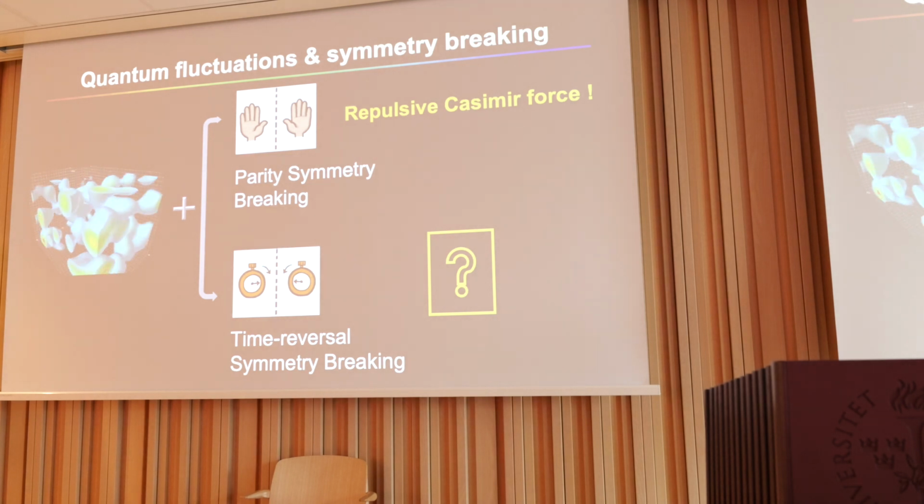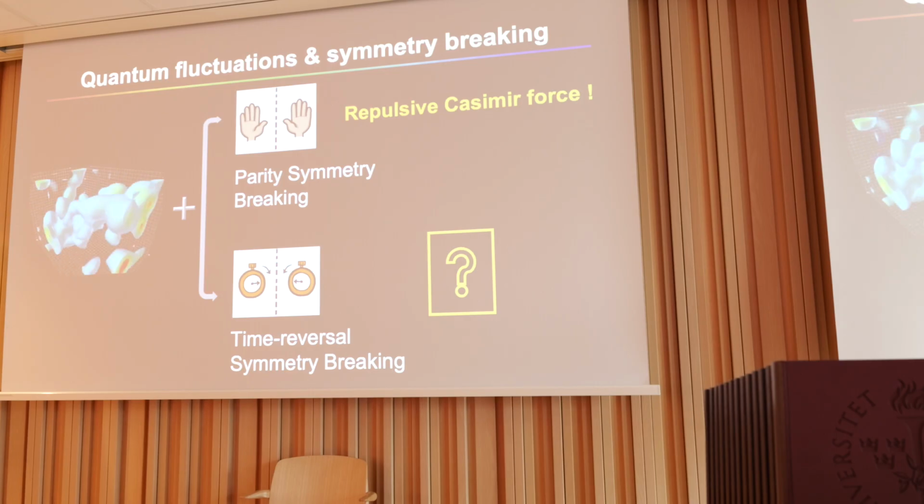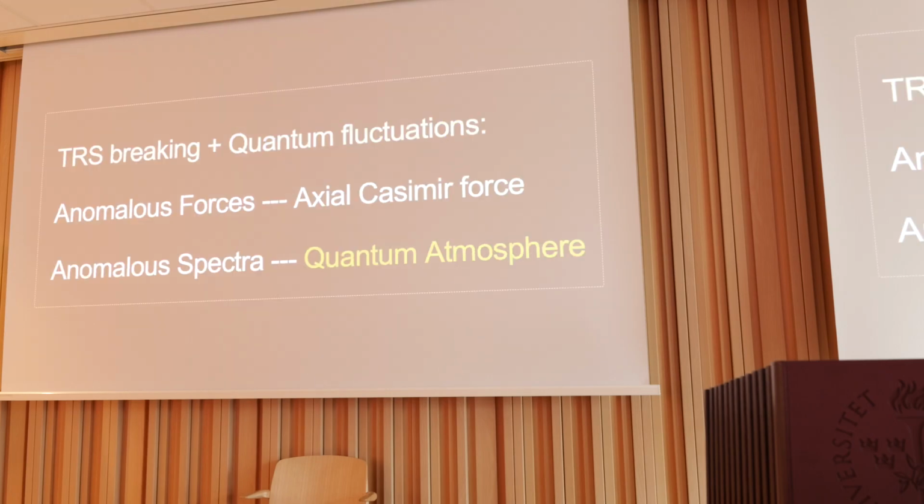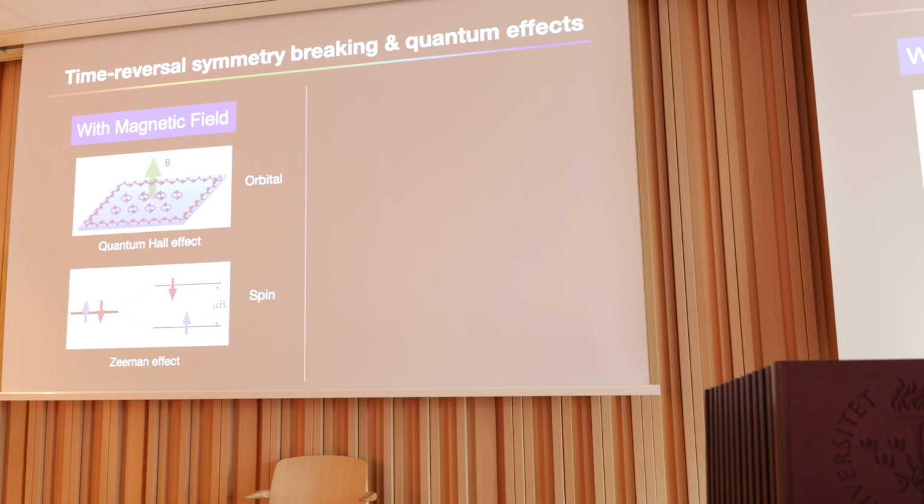So I showed that these parity-breaking materials, chiral materials, can make a repulsive Casimir force. But in nature, there's another very important symmetry breaking: temporal symmetry breaking. What kind of temporal symmetry breaking, combined with quantum fluctuation, gives some really interesting effect? That's the next topic. And that's where we came up with the idea we call quantum atmosphere.